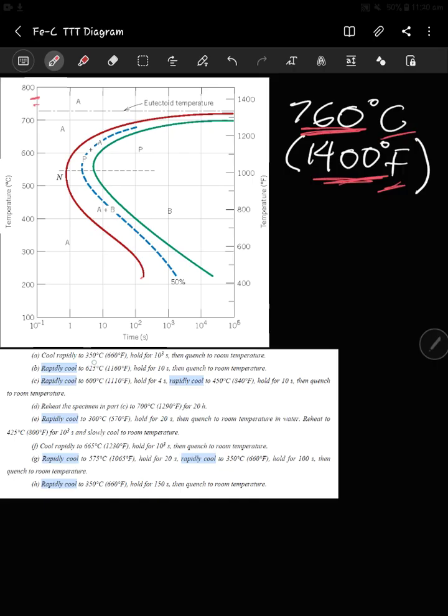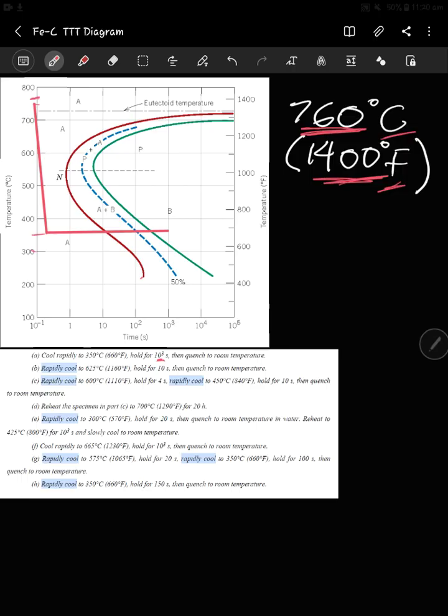It says cool rapidly to 350, and to make your work easier, 350 is here. So we start from 760 and rapidly cool to about here. Then it says hold for 10 to the power 3. This one is given straightforwardly, and we know where it is, it's on this line. It's safe to use a ruler, that way your work becomes much clearer.